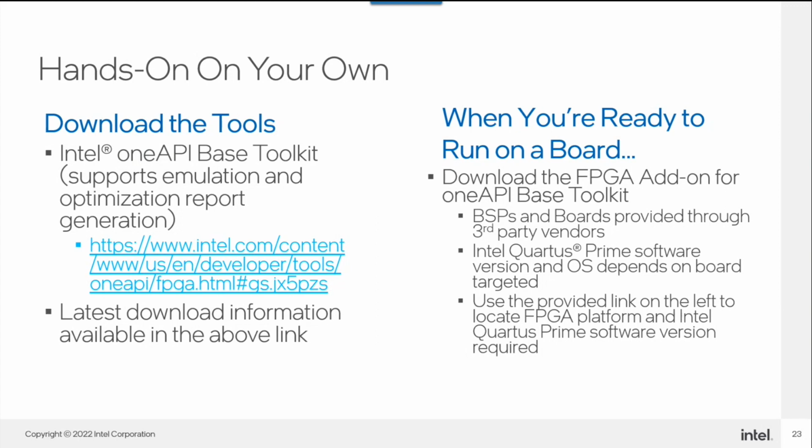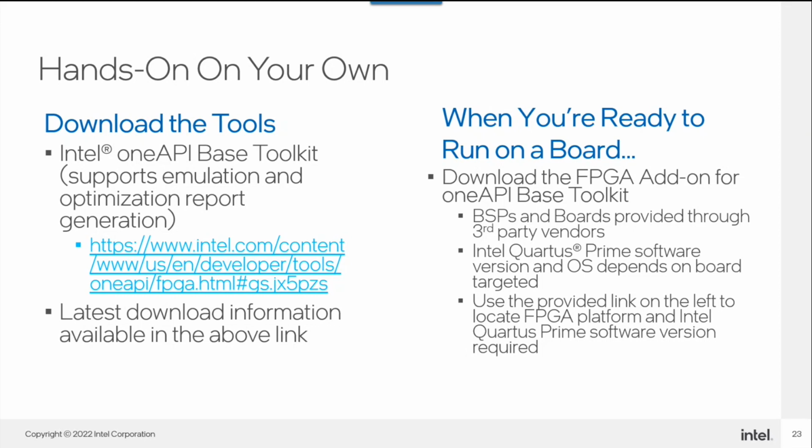Now, when you're ready to run on the board, then you want to download the FPGA add-on for oneAPI-based toolkit. That would require you grabbing the BSPs and the boards, which are provided through our third-party vendors, and also downloading the Intel Quartus Prime software version, and making sure you have the right OS, which would all depend on the board that you're targeting.